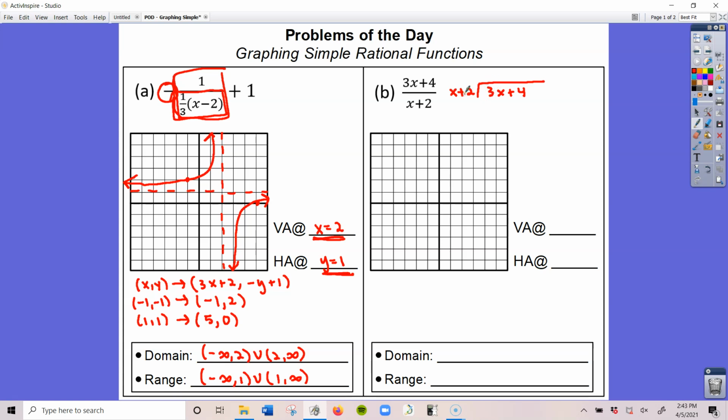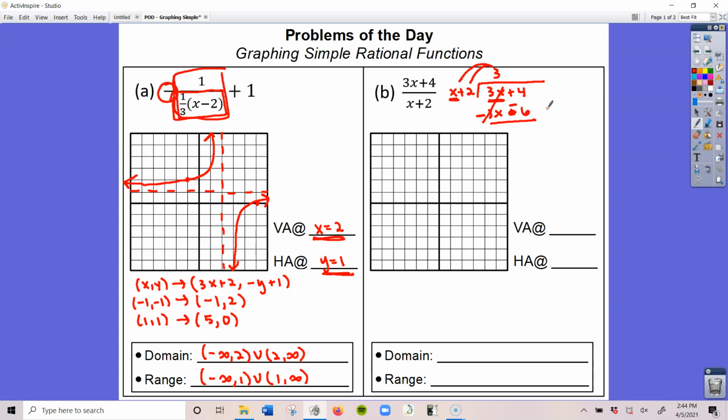As a reminder, when we're dividing, you look at what we need to multiply x by in order to get 3x, which would be 3. And now we distribute this 3. 3 times x is 3x, and 3 times 2 is +6. Now we switch the signs.